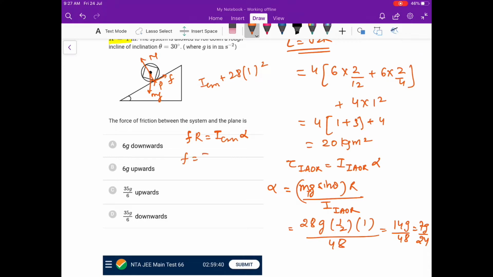So F should be equal to I_CM alpha plus alpha by r. You can go by the force method also if you wish, no issues. I'm going by this. So I_CM is 20, alpha is 7g by 24, r is 1. So this is the friction that we are getting.